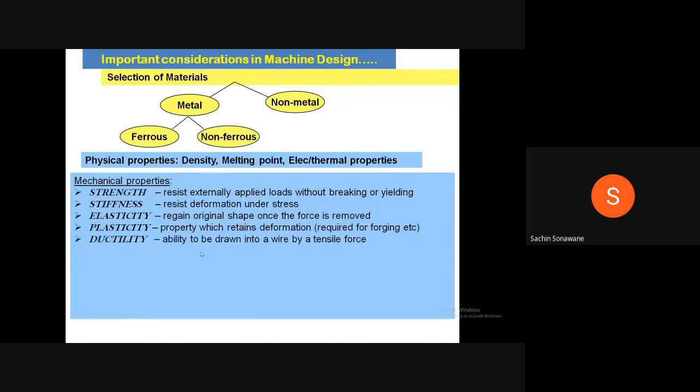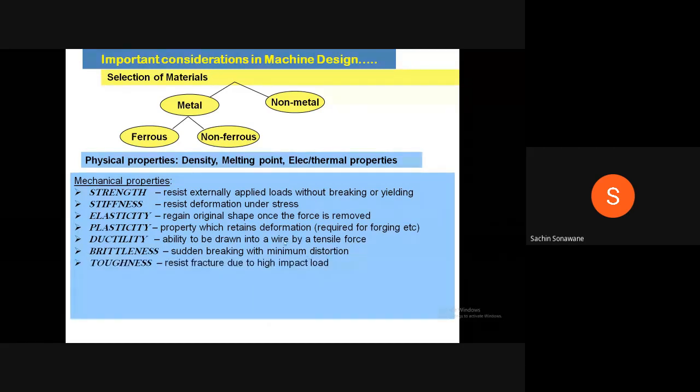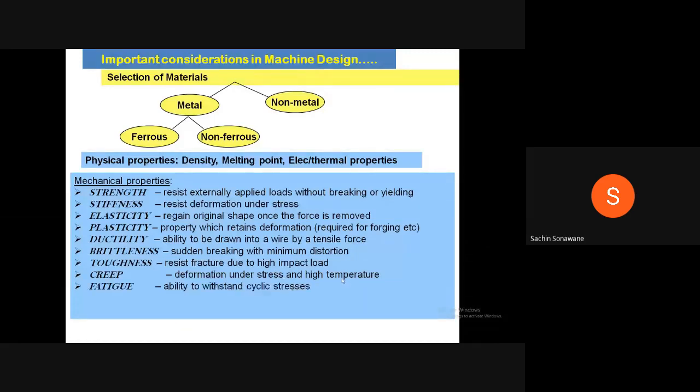Ductility, ability to be drawn into a wire by tensile force, then brittleness, sudden breaking with minimum distortion, toughness, resist fracture due to high impact load, creep, deformation under stress and high temperature, fatigue, ability to withstand cyclic stresses, hardness, resistance to wear or scratching or deformation, or machinability.